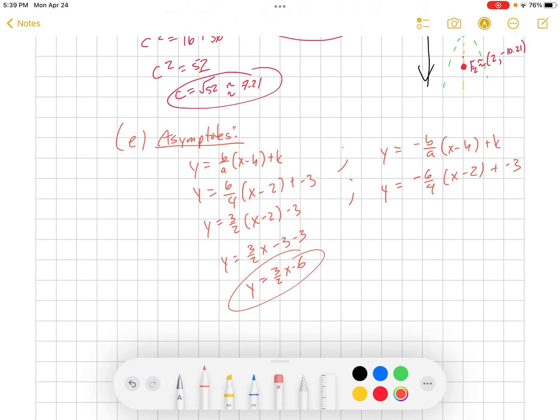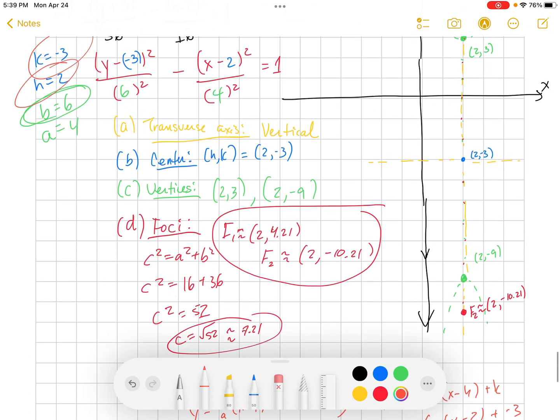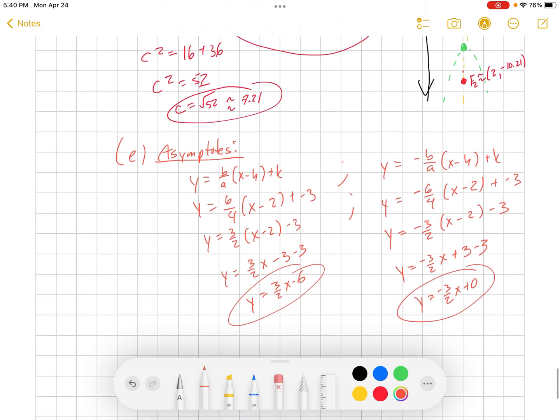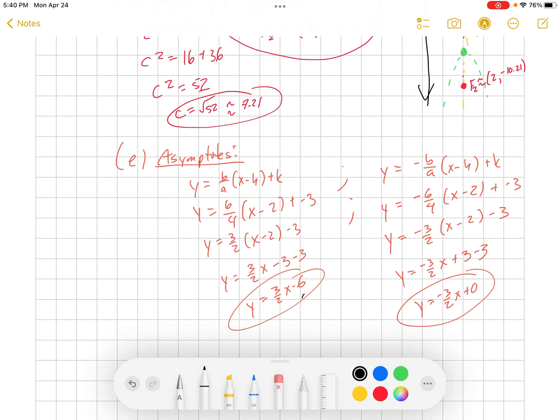The other asymptote, y equals negative 6 over 4, x minus 2, plus k, which was negative 3. So y equals minus 3 halves, x minus 2, minus 3. When I distribute negative 3 halves here, I get negative 3 halves x plus 3 minus 3, so y equals negative 3 halves x plus 0. All right.